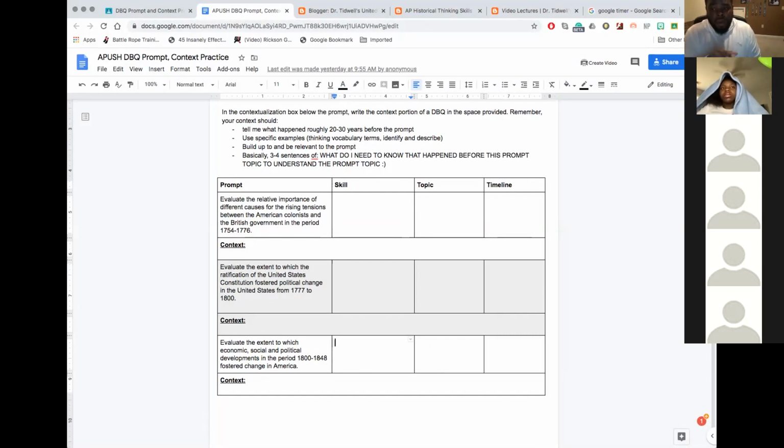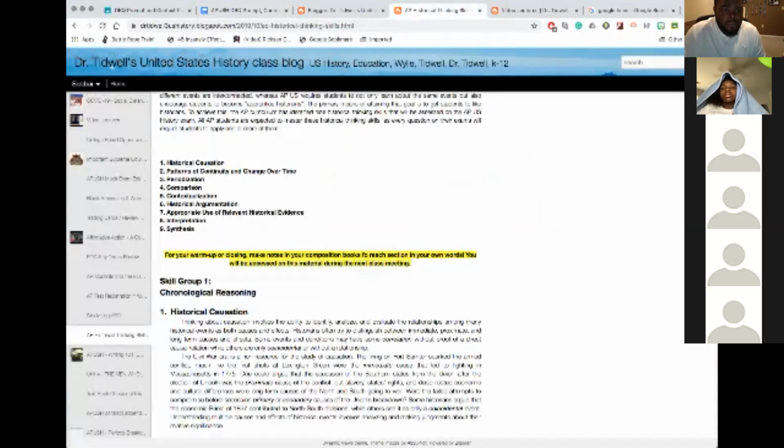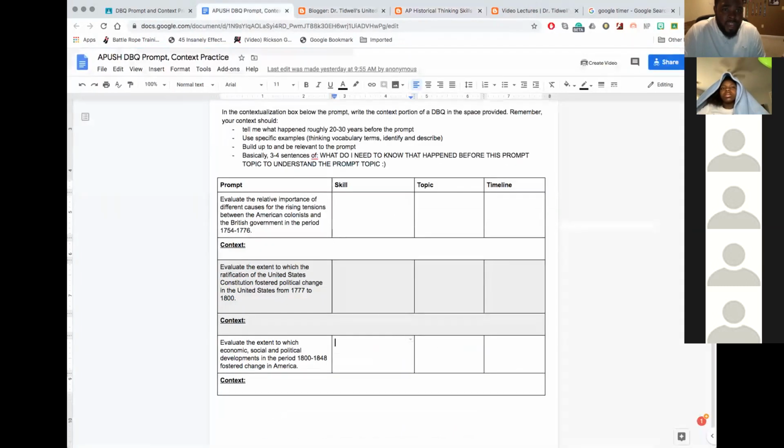But otherwise, Aswaria, what other ones did you say? I said continuity and change or change over time. I'll say both. Continuity and change, that would definitely be good. And also historical argumentation. You guys are definitely making an argument here, right? Won't you be forced to make an argument here?